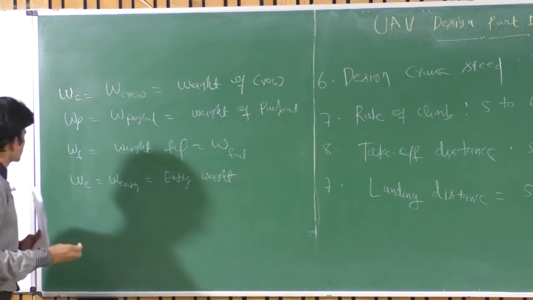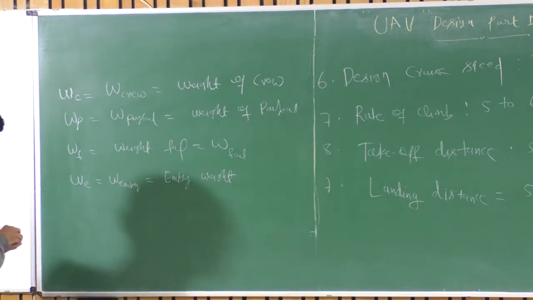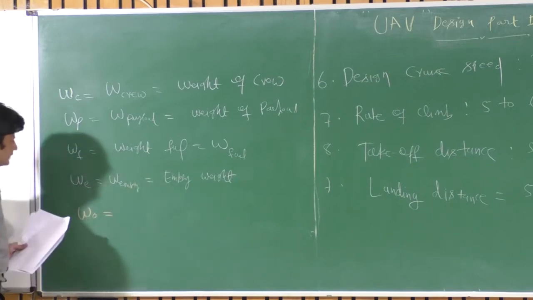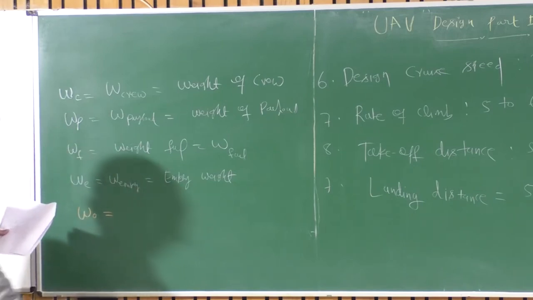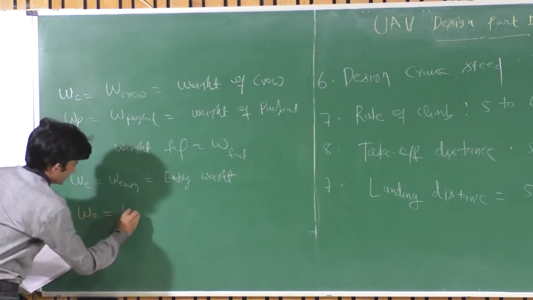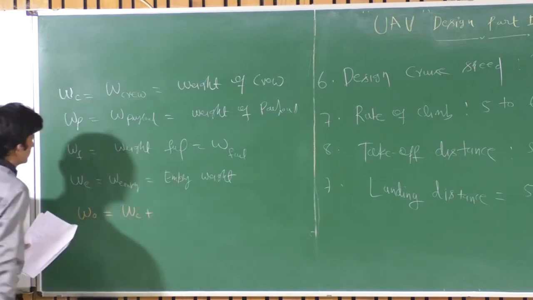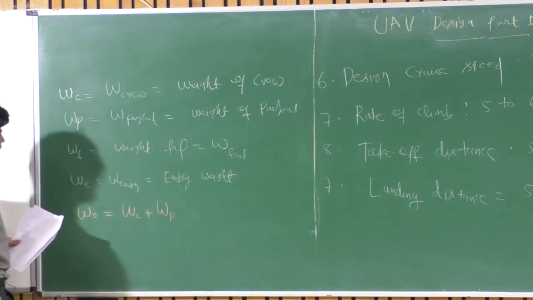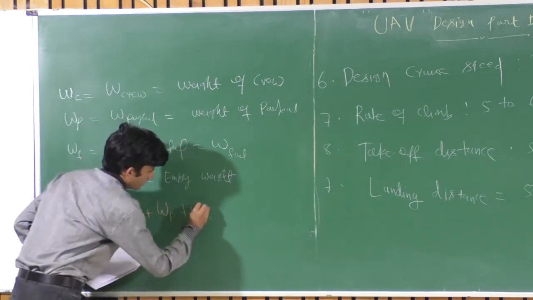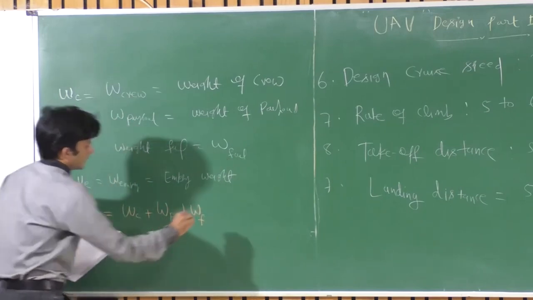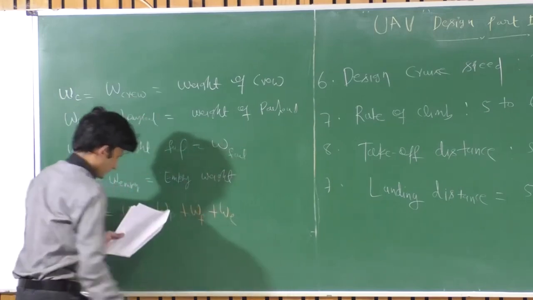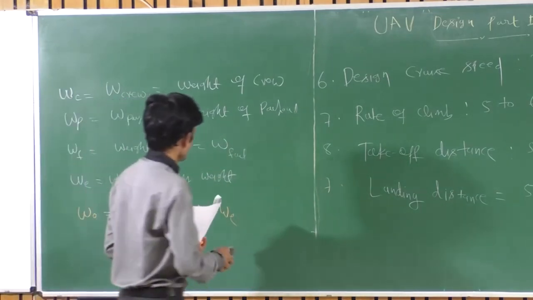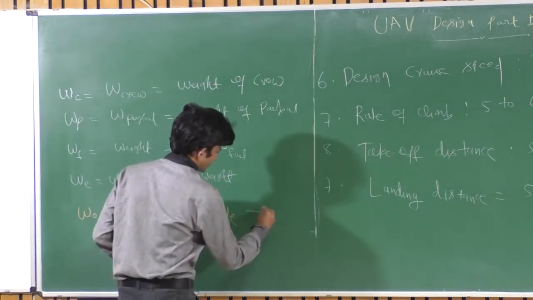So total weight of the aircraft you can write as W naught, the total weight of the aircraft. Then W naught will become the sum of this weight: WC, weight of the crew, WP, weight of the payload, WF, weight of the fuel, and WE is the empty weight. You can take this as equation 1.